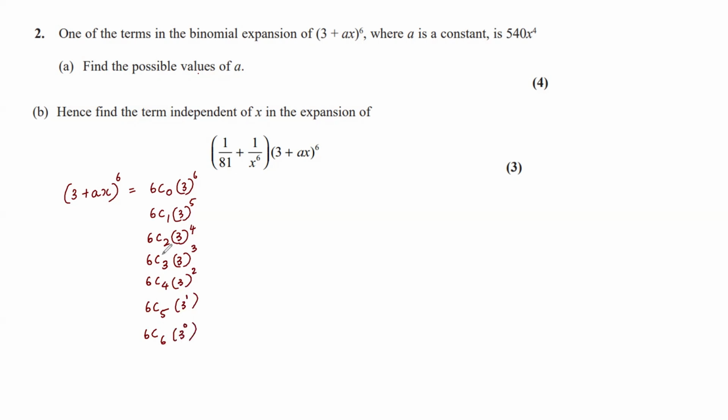Now the second term, we need to consider the sign also here. Since it is positive, we consider the sign along with it. The second term, the power keeps increasing. So ax to the power of 0, ax to the power of 1, ax to the power of 2, 3, 4, 5, and ax to the power of 6. Put an addition sign throughout. So this is the expansion of (3 + ax)^6.